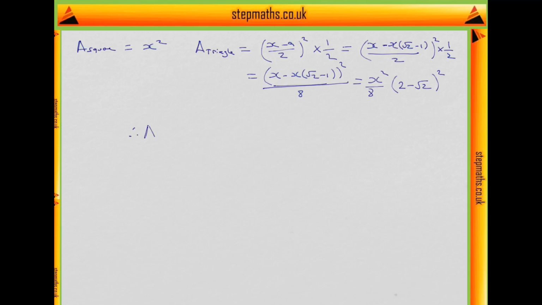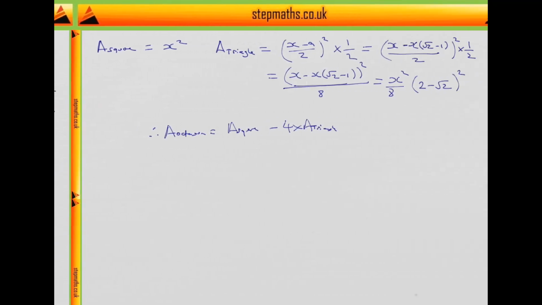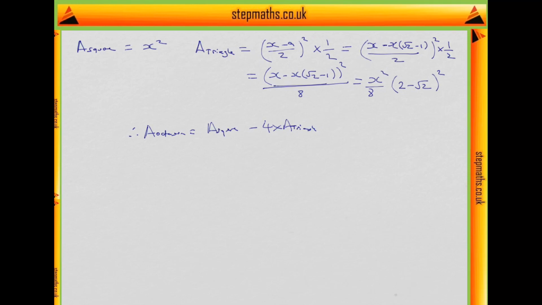Therefore, the area of our octagon is equal to the area of our square minus 4 times the area of our triangle. We said that's because we're going to have 1, 2, 3, 4 triangles, and they're all exactly the same. So doing that, that's equal to x squared minus (x squared over 2) into (2 minus root 2) squared. And then that's equal to x squared into (1 minus 1 half (2 minus root 2) all squared).